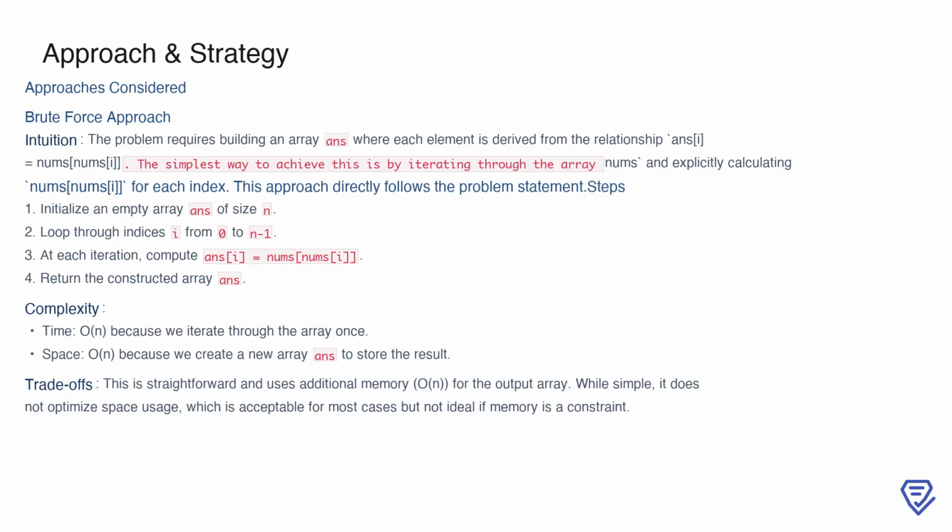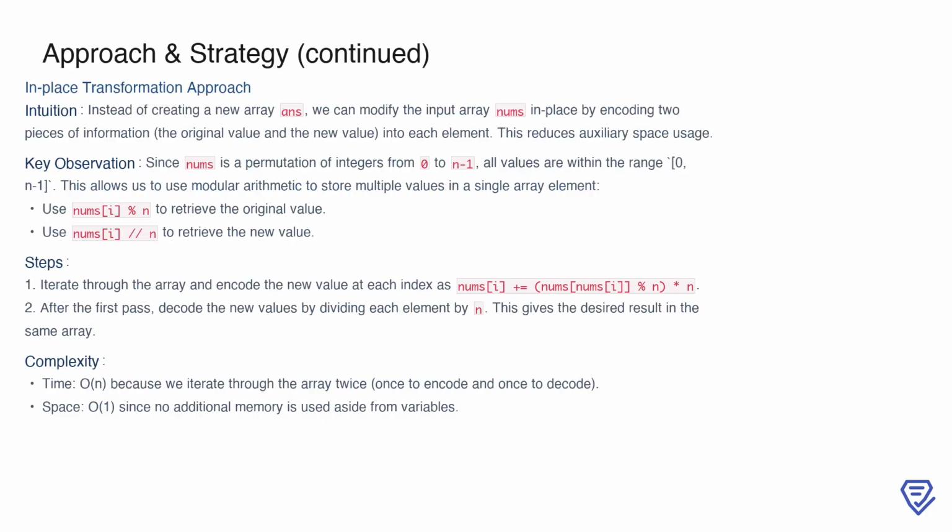While this approach is very simple and clear, it relies on extra space, which can be a drawback if memory usage is a concern. However, this trade-off is acceptable in most cases because the memory overhead is minimal and the logic remains easy to understand. Now, let's explore an alternative method called the in-place transformation approach.